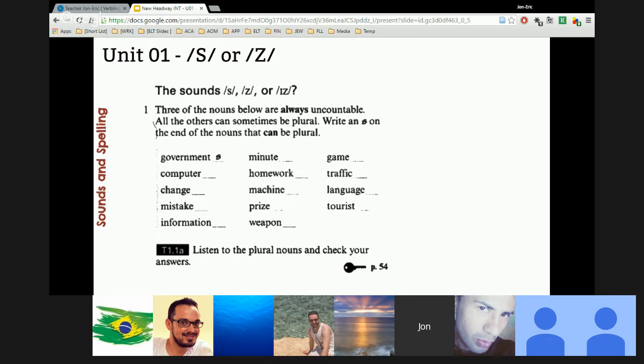Let's take a look at the examples. Mr. Edson, government is countable. You can say governments. What about the second word? Is it countable or uncountable? Computer is countable. You can say computers. Good. And that's the right pronunciation too. It sounds like an S. Computers. Yes. Excellent. Giancarlo, the third.